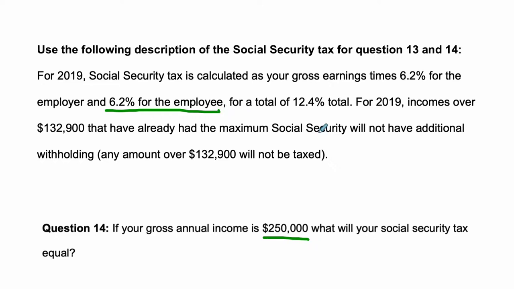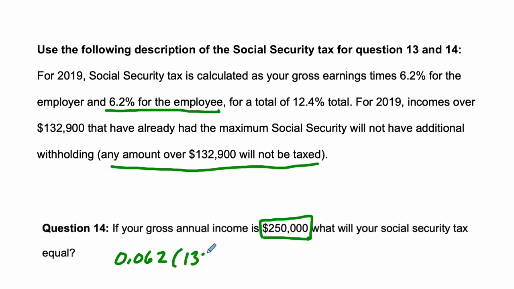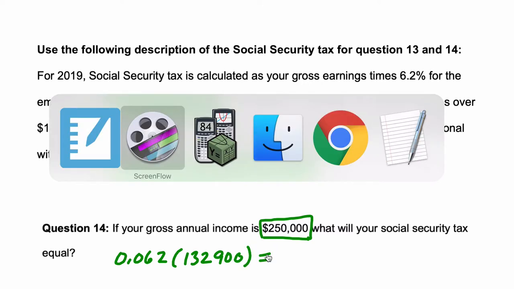The second thing to realize is that there is no tax over $132,900, no Social Security tax. So, yes, we have $250,000 of gross income. However, we're only paying 0.062 times the maximum amount on which Social Security tax applies, which is $132,900. So we can ignore the rest, essentially, for this problem.